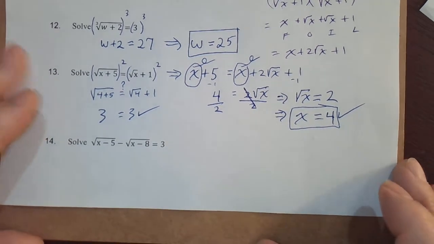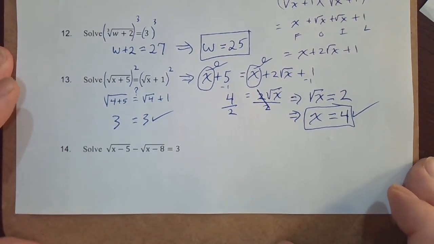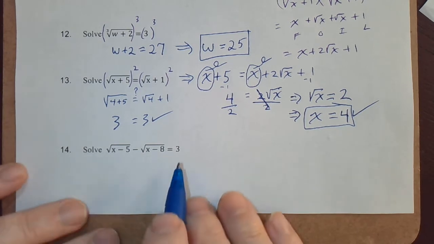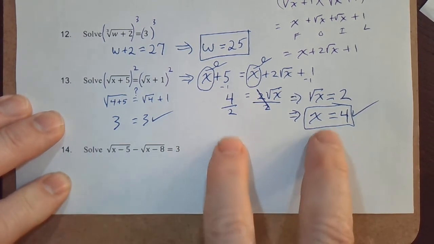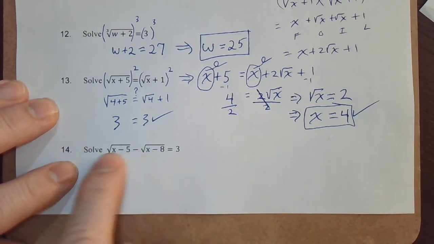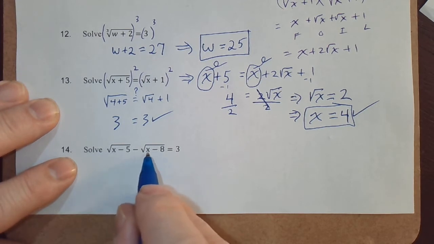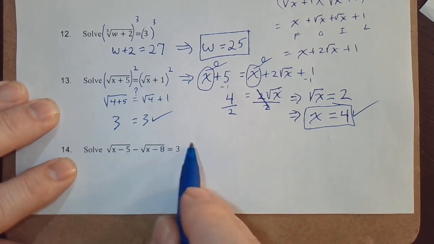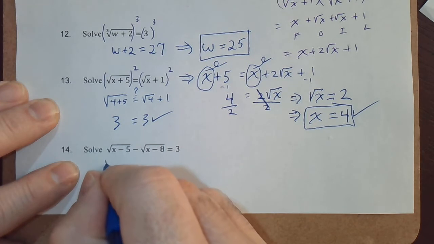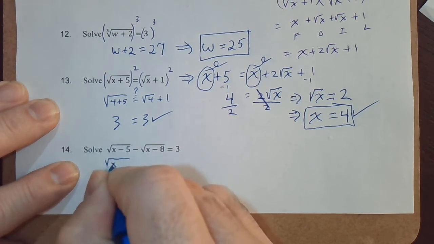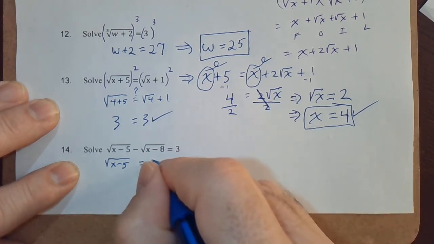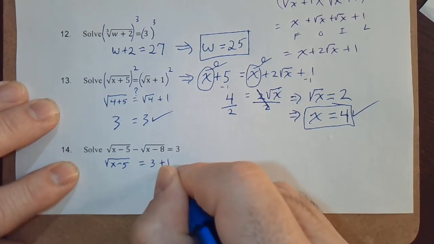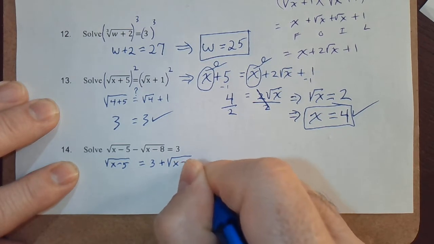All right, we've got one more to do, and I hope I've got enough room for this. I'm going to go down and then start the other column here. I need to get one of these radicals by itself on one side. So I'm going to add this radical x minus 8 to both sides. And that's going to give me x minus 5 under the radical equals 3 plus radical x minus 8.